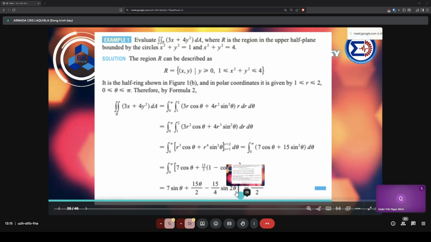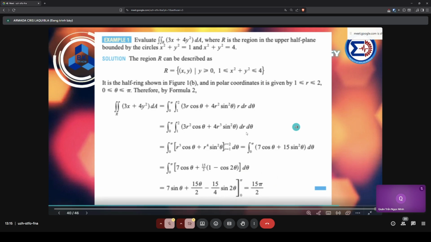And then sine 2 times 0 here, it's also 0. When you substitute 0 there, and when you substitute 0 here in your theta, it's 15 over 2 times 0. It's still 0. So only this part here, when your pi is substituted here in the 15 pi theta over 2, substituting pi there, that's the value actually, 15 pi over 2. And we're done. Okay, so that is the first example.